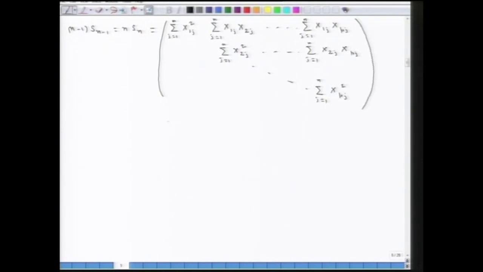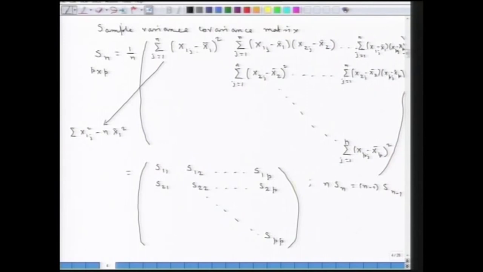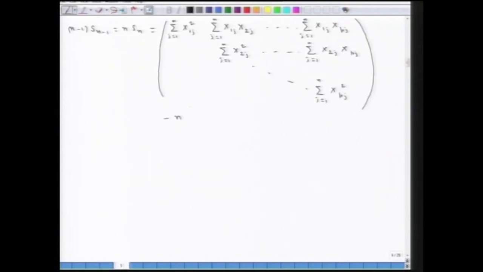So, this is the first block actually, and then this minus n times the sum of squares entries, which we will get like here: n times x 1 bar square will come here, n times x 1 bar into x 2 bar will come here, and similarly the other entries will follow. So, this can be written in terms of x 1 bar square, the second entry x 1 bar x 2 bar, the last entry in this first row x 1 bar x p bar, then x 2 bar square, x 2 bar into x p bar, and then the last diagonal entry would be x p bar square, right.